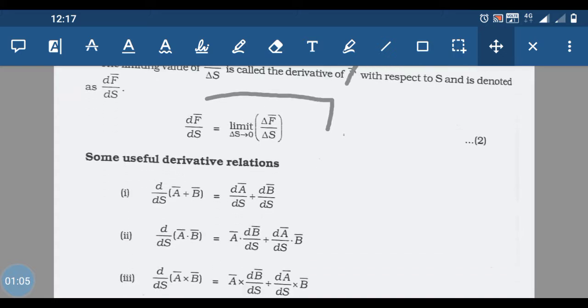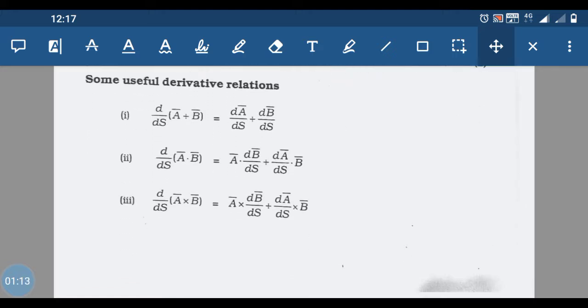Then suppose we have to find the derivative of the sum of two functions, then d by ds of A plus B is equal to dA by ds plus dB by ds. Then d by ds of A dot B is equal to A dot dB by ds plus dA by ds dot B. Then the third result is d by ds of A cross B is equal to A cross dB by ds plus dA by ds cross B.